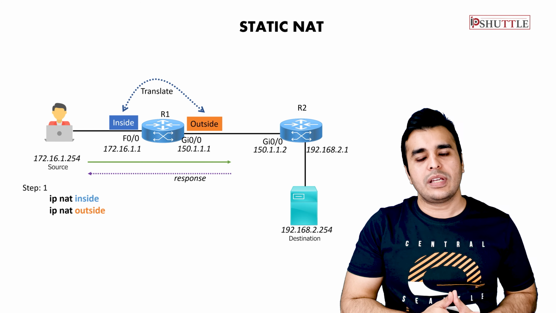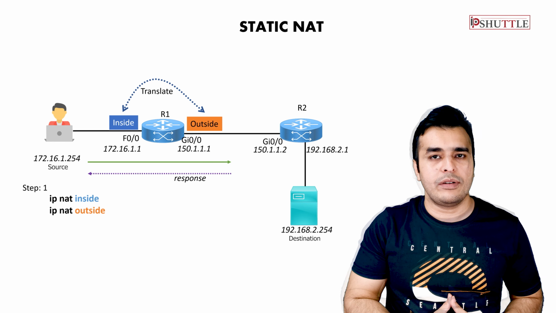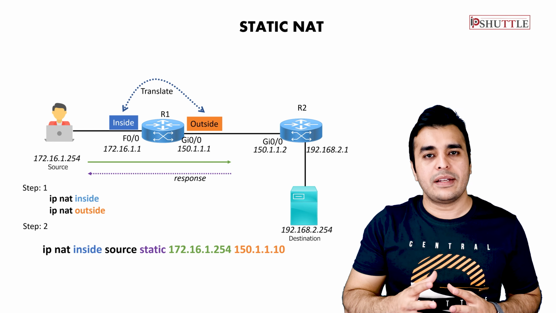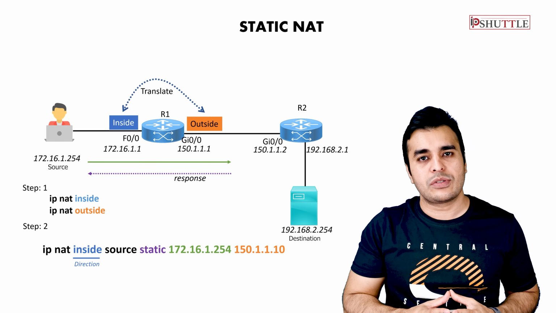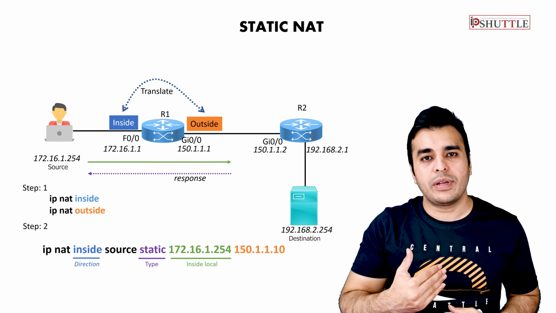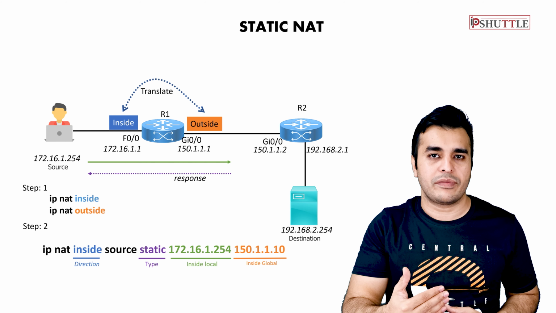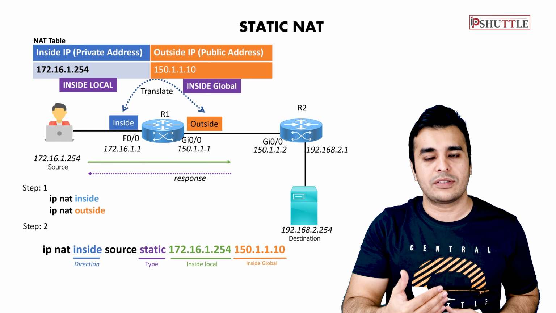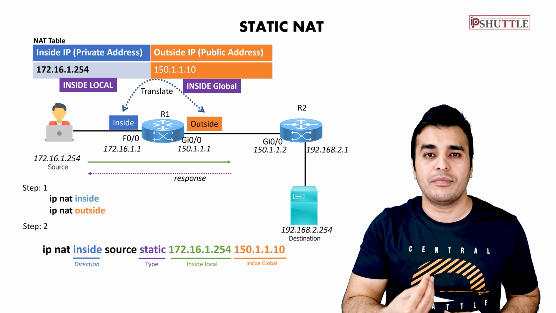In NAT language, there are a few terms which you should be aware of. Inside local and inside global. What is the difference between these two? Inside local means IP addresses which are going to be part of the inside interface, the interface which is connecting to that. So the traffic is going to come from that interface.